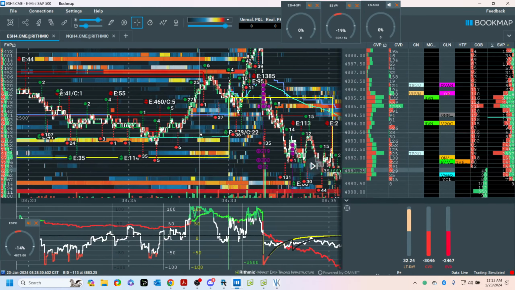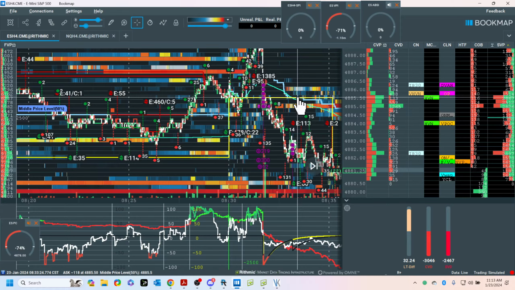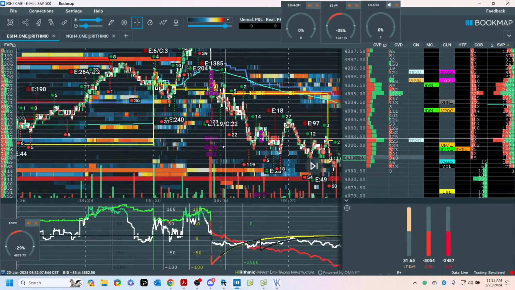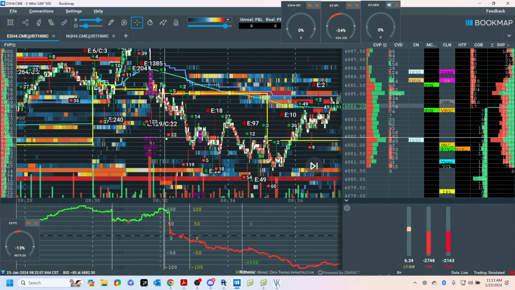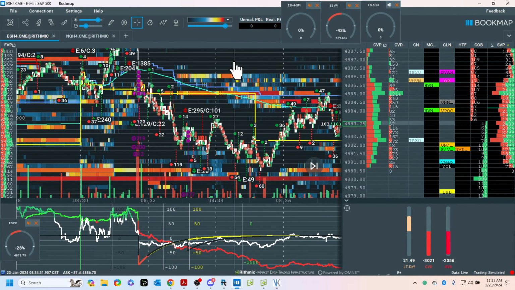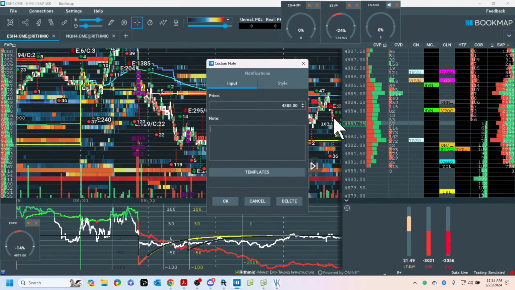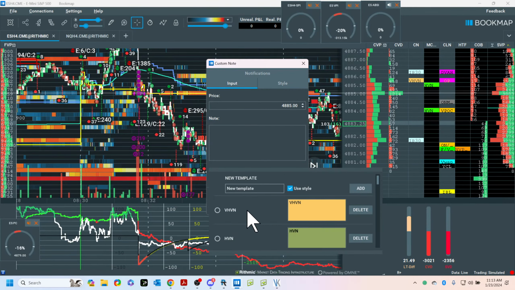So let's watch. Now, this is called VPOC migration. It's a fractal. What it's telling me is this volume up here is too high. I'm not paying that. Pricing has been lowered. Watch. You're going to go, really? Yeah, really. Watch. Where do we come back? Huh. What a coincidence. Variable high volume node. Is everybody tracking? I have no indicators.